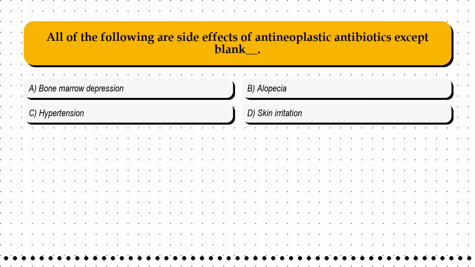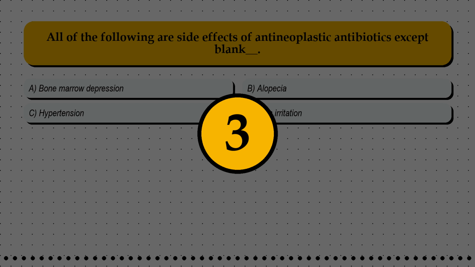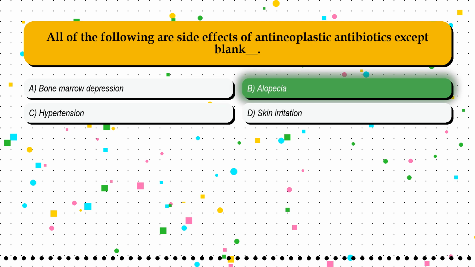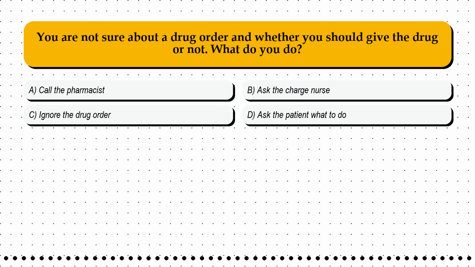Question 325. All of the following are side effects of antineoplastic antibiotics except blank. Option A, bone marrow depression. Option B, alopecia. Option C, hypertension. Option D, skin irritation. The correct answer is option B, alopecia.